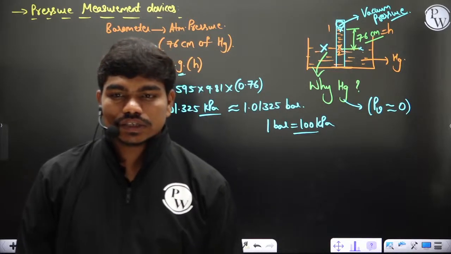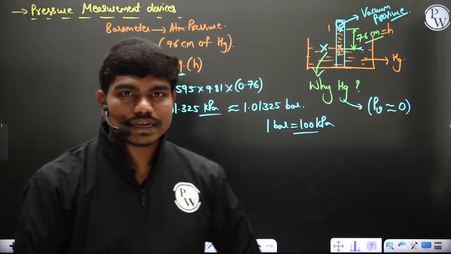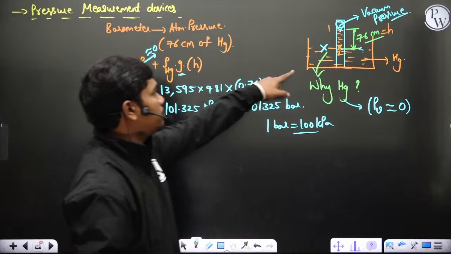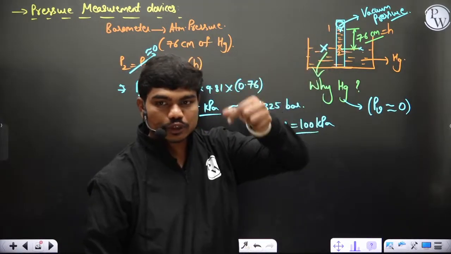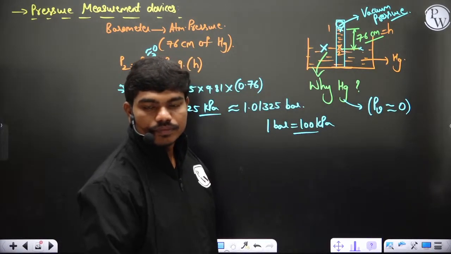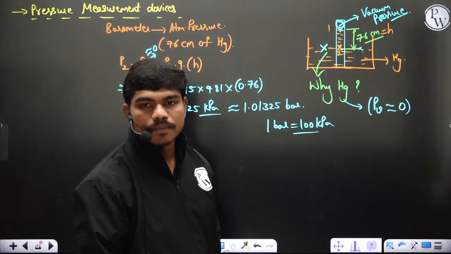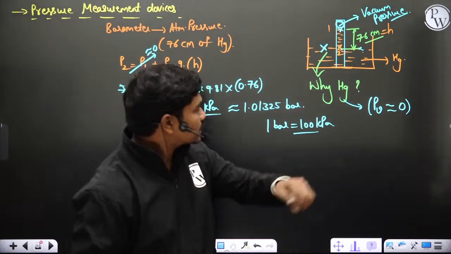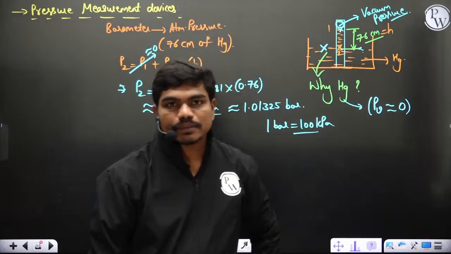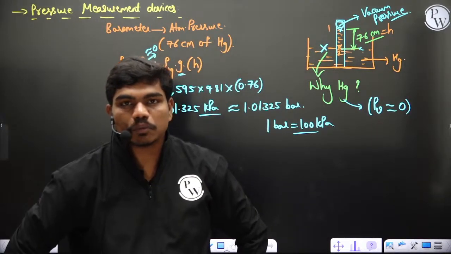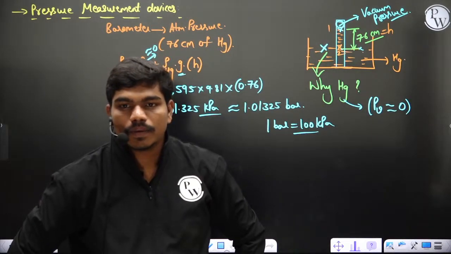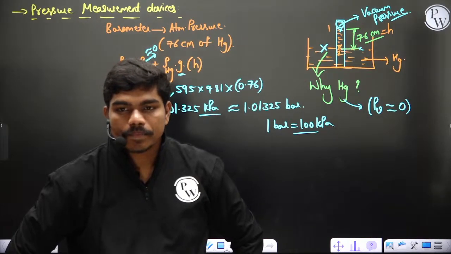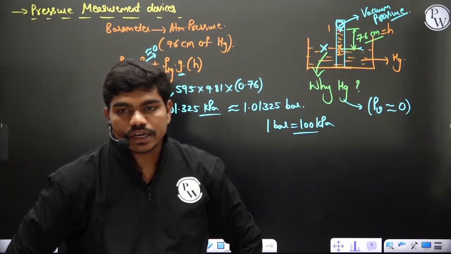Okay, so why do we take PATM as 0? We have never taken PATM as 0, no? This P2 is actually PATM. This is the vapor pressure inside the glass tube. Okay, clear? Whatever we have taken here, that's vapor pressure. Vapor pressure is actually 0, not the atmospheric pressure. Got it?